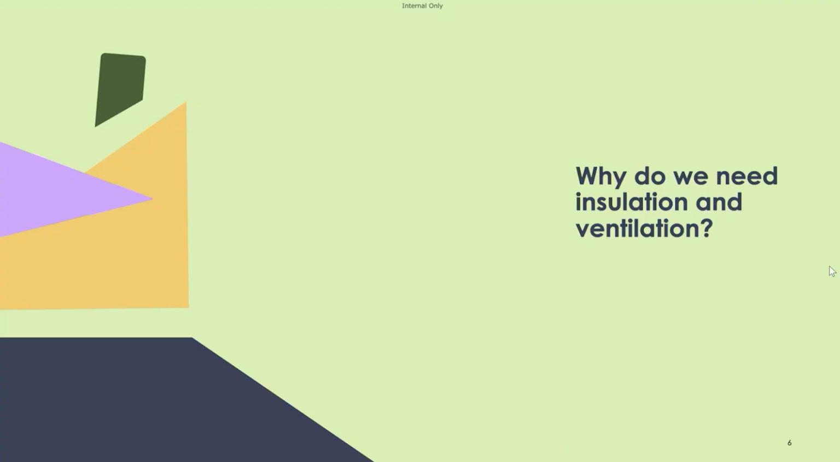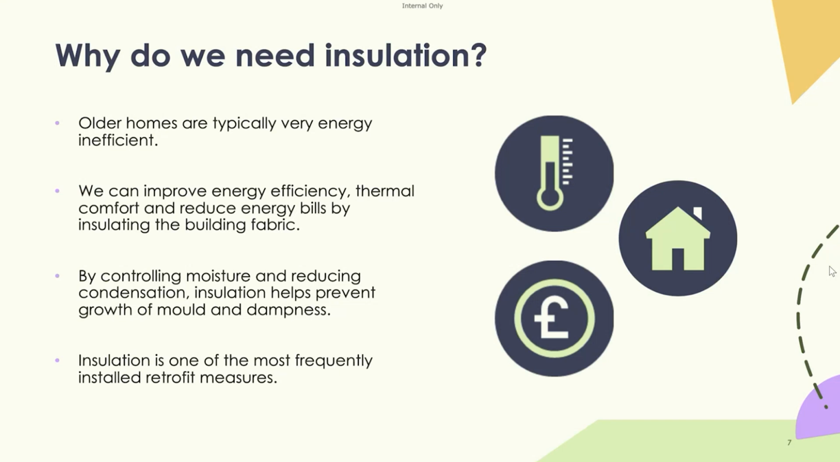Okay, so why do we need insulation and ventilation? Older homes are typically very energy inefficient. It wasn't until about the 1970s in the UK that insulation was introduced into the building regulations. So any homes built before the 1970s, it's unlikely they will have insulation unless they've been retrofitted. This is such a significant number of the UK's building stock, and therefore if we want to tackle the fuel crisis and reduce moisture and condensation, insulation can help reduce both of these impacts.